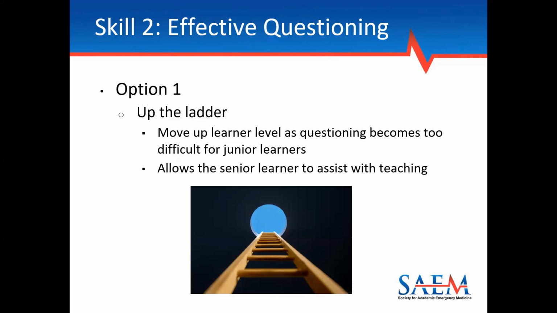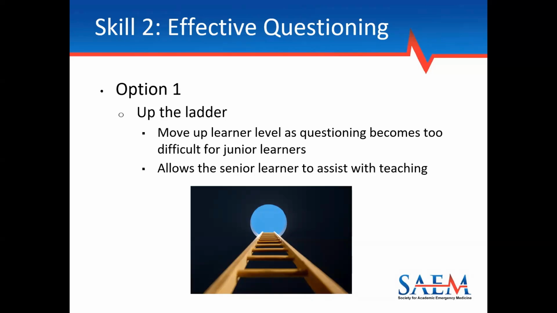One is the up the ladder technique. Basically, you want to avoid making the senior learner look bad in front of their peers and really allow the group to work together. And so this is perfect if you have several levels of learner as a team. So first you would ask your most junior learner, which is typically a student, a question and allow them to answer what they know.